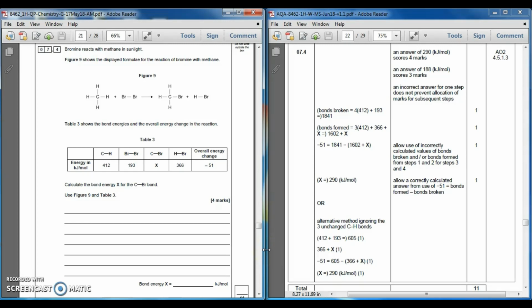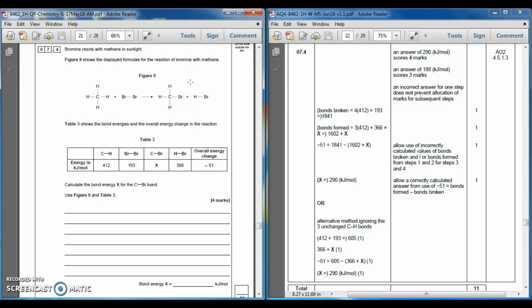So what I like is that you did the key thing that you should do. You added all the stuff up on the left, the carbon and hydrogens here and the bromines there, and you got one figure, and then you added them all up on the right, the carbons and hydrogens and the carbon bromines and hydrogen bromines on the right, and you got these totals. So on the left hand side, you added them up together, should have got 1841, there's a mark. On the right hand side, you should have got that there's 1602 plus X, and X is the unknown bond between the C and the Br, so you know you're missing that.